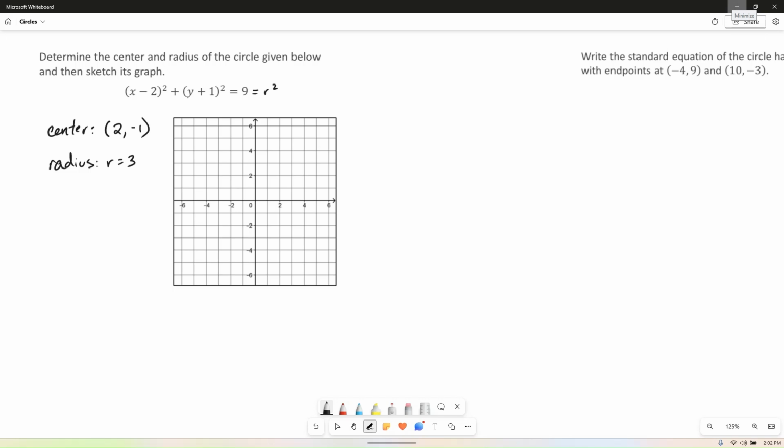So we're going to start with our center. It's at 2, -1. And then I'm going to go from the center 3 units to the right, to the left, up, and down. And that will give me those 4 points.